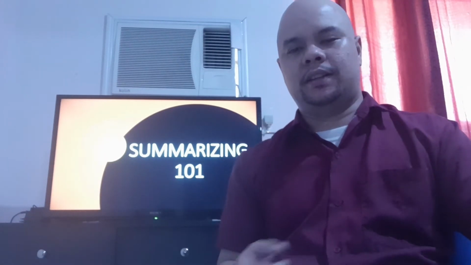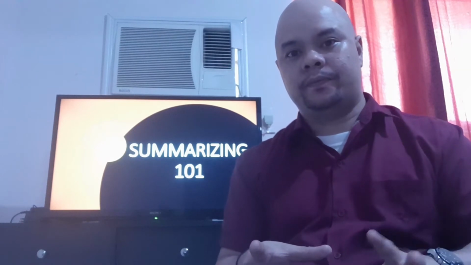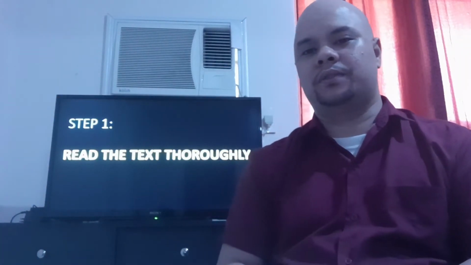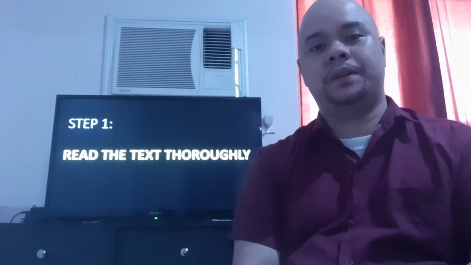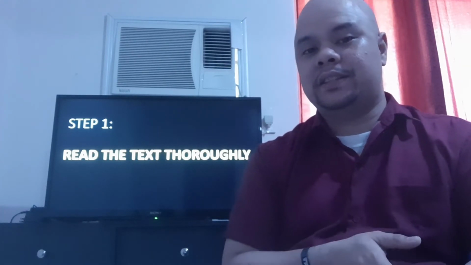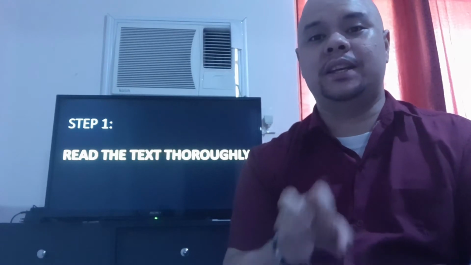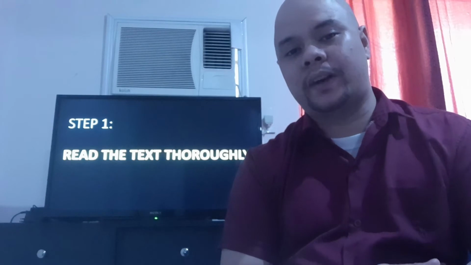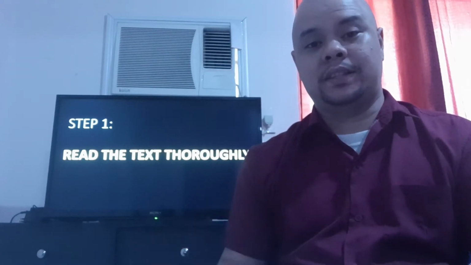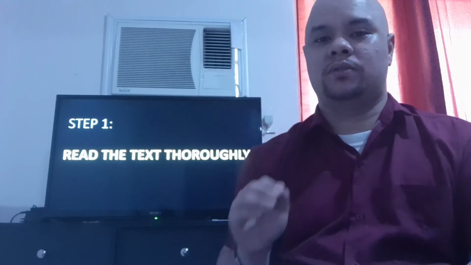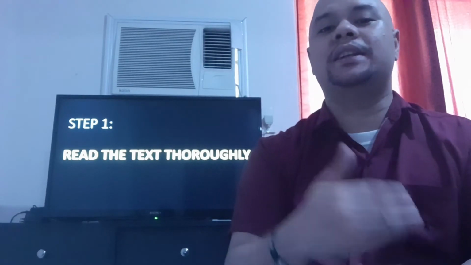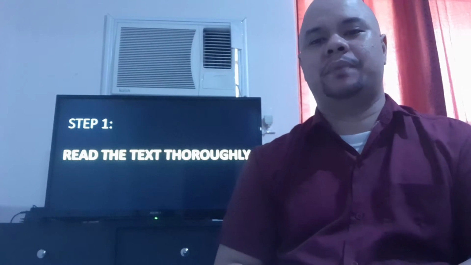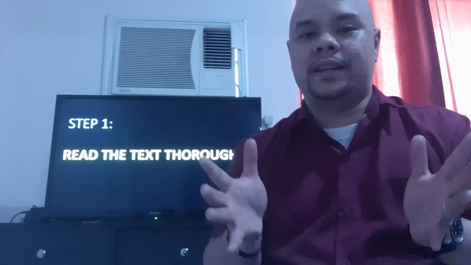So, how do we start the writing of the summary? We begin by reading the text thoroughly. And this is very important because it is only when we read a text thoroughly that we are able to glean and extract the main points or the main details found in the text that you have read. So we read it from start until finish, and then we try to highlight the main points made by the author. Now, why is that important?